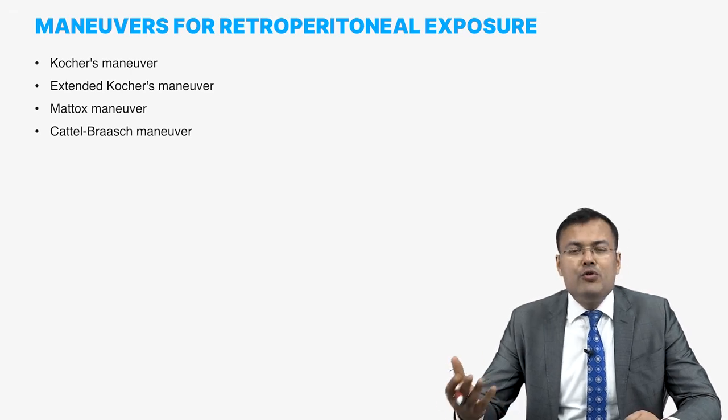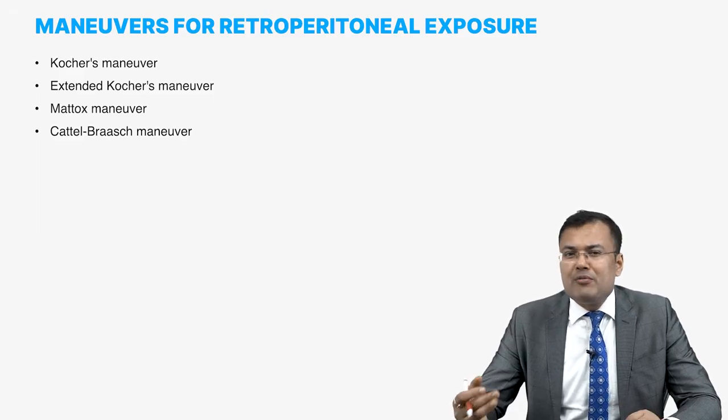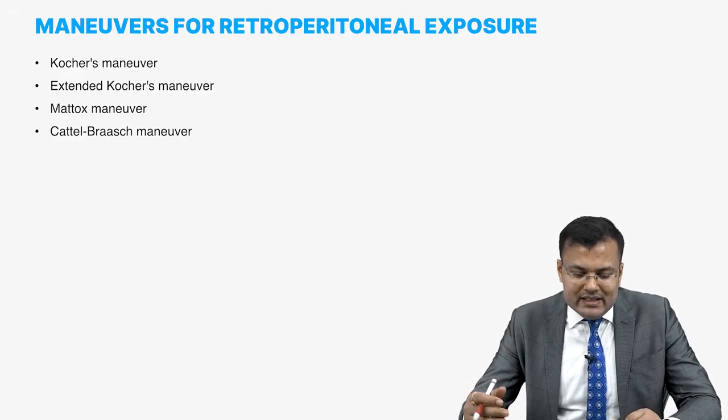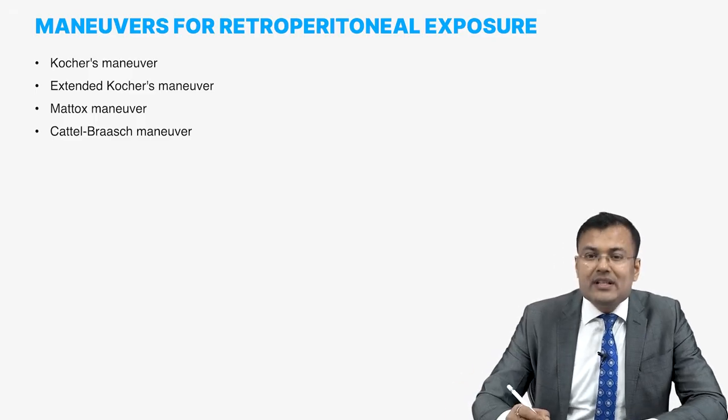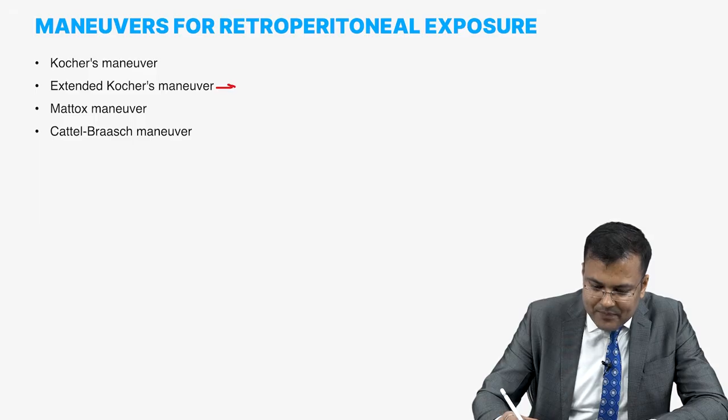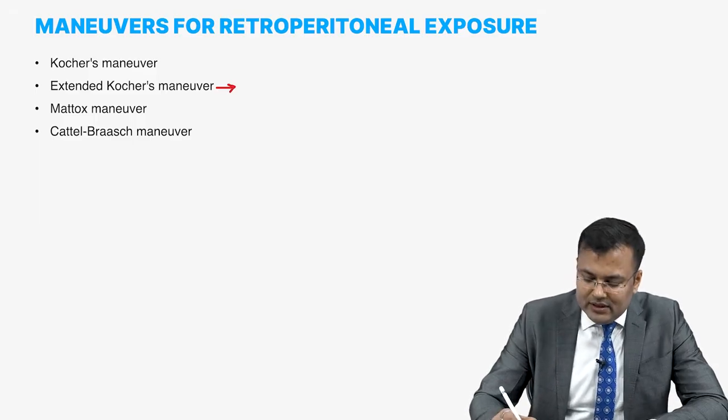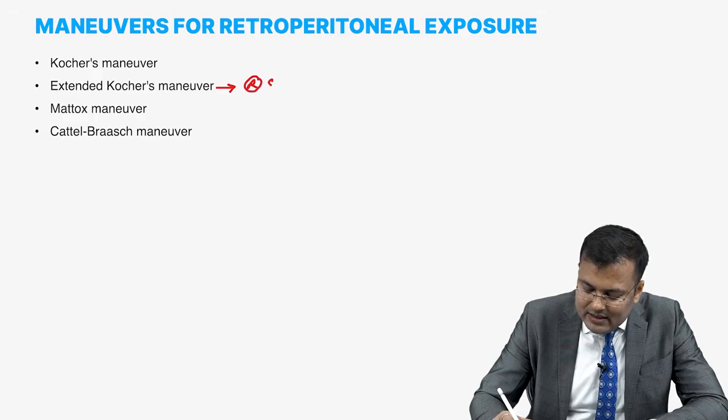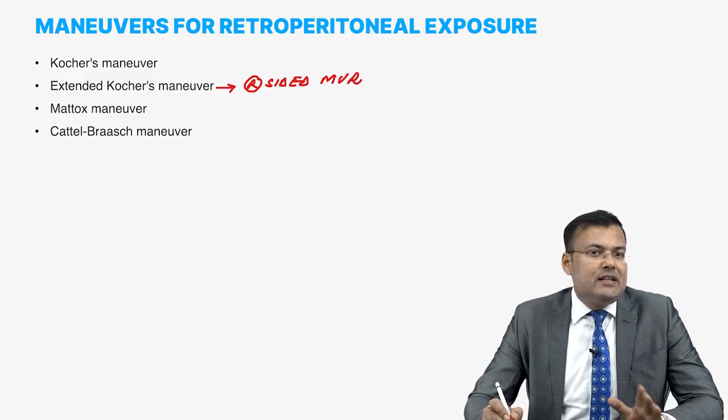First, Cocker's maneuver. You know that in Whipple's procedure, we perform Cockerization or Cocker's maneuver. Second is extended Cocker's maneuver. What is the other name? This was asked in one of the latest exams. Extended Cocker's maneuver is also known as right-sided medial visceral rotation.